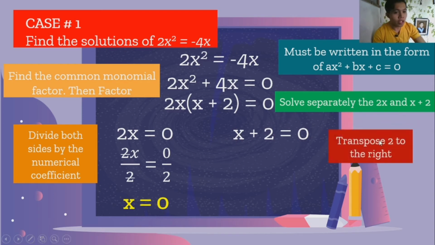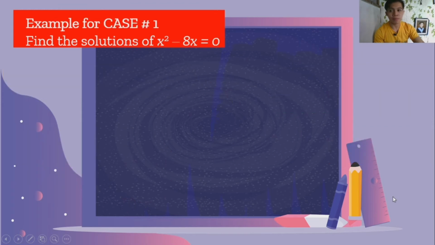So, you need to transpose positive 2 to the right side. Okay? Itatranspose mo si positive 2 sa right side para maiwan mag-isa si x dun sa left side. Okay? So, itatranspose mo yung positive, magiging negative. Kaya, magiging x is equal to negative 2. Therefore, the solutions of 2x squared is equal to negative 4x are x is equal to 0 and x is equal to negative 2.